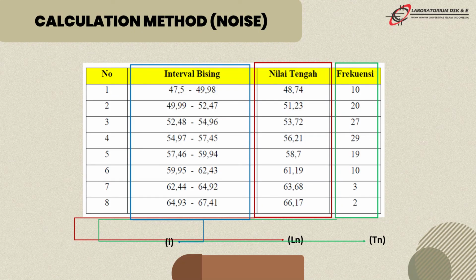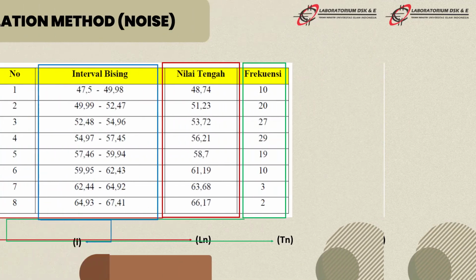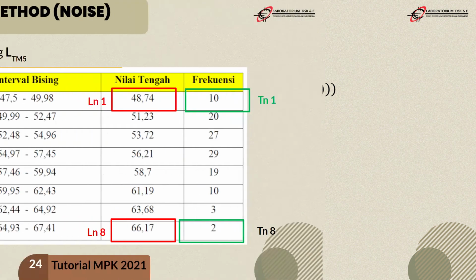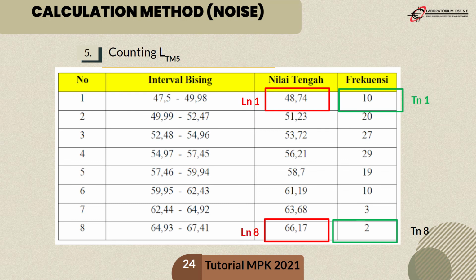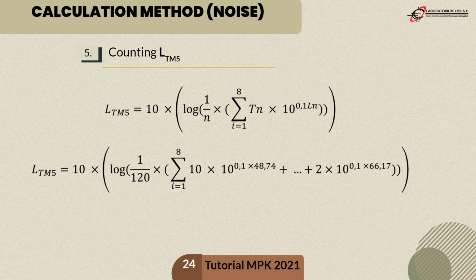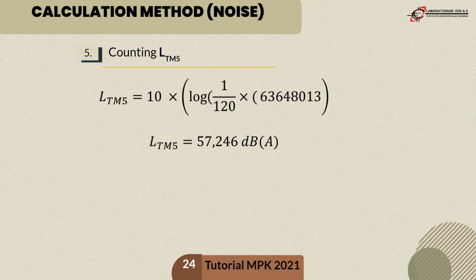Okay. Oops, this step is not finished yet. For the last, we can calculate the LTM5 by using this formula. In the formula, we know that there is a sum of calculation using the Ln and Tn values from the first interval until the 8th interval. Last, from that long calculation, we got 57.246 decibel A for the level of noise.